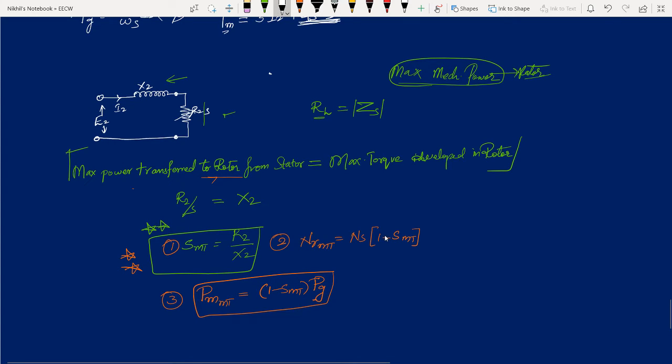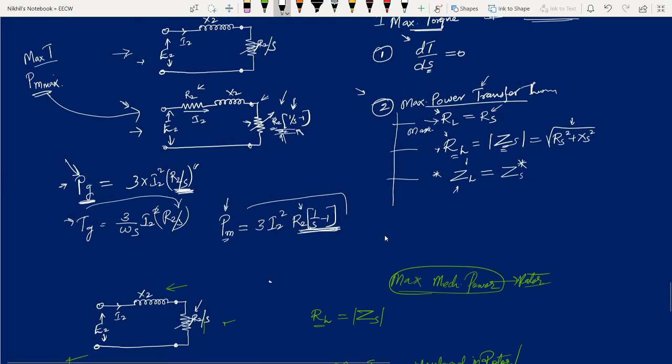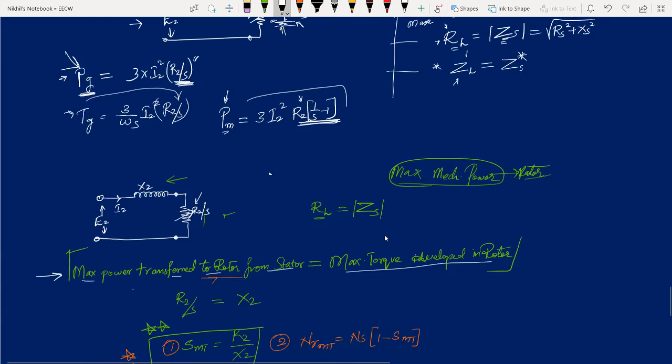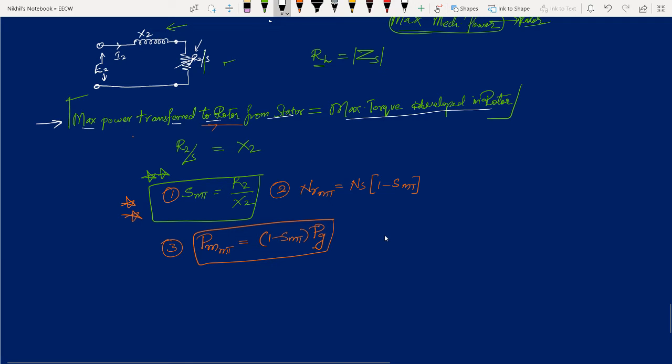Now see, I want to find out the maximum power, maximum torque developed. Again, another thing I want to make clear: what does maximum torque developed in the rotor mean? Maximum power transferred to the rotor from the stator, then you will get maximum torque developed in the rotor, isn't it? I am finding out the condition where I will get maximum power into this R2 by S. What does R2 by S correspond to? R2 by S corresponds to the power given to the rotor, the air gap power, isn't it?